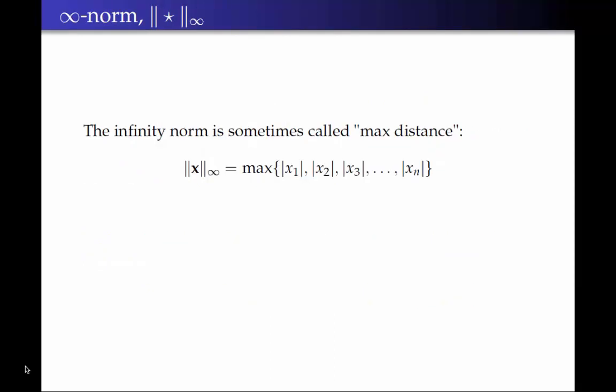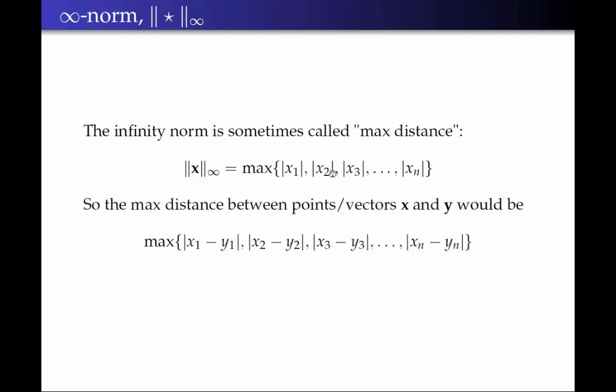Okay, next we have the infinity norm, and this is sometimes called the max distance, because the infinity norm of a vector is going to be the max absolute value of the individual elements in the vector. So it's the largest element in the vector in the absolute sense. And therefore, the max distance between 2 points or vectors x and y will be the maximum element-wise difference in those vectors.